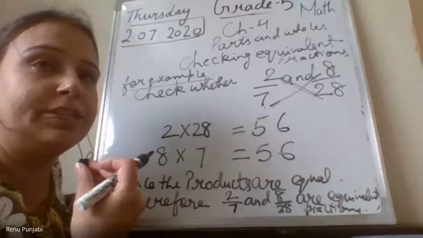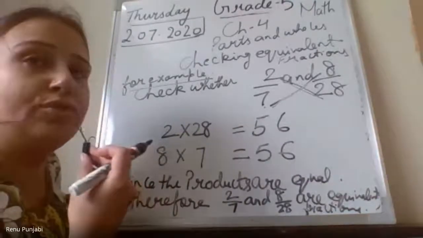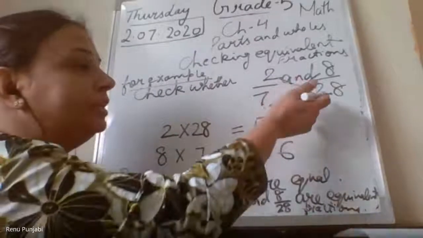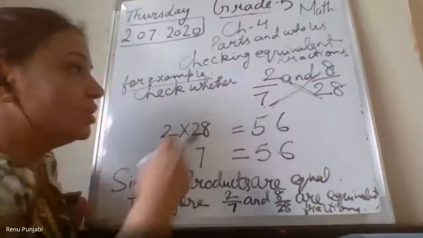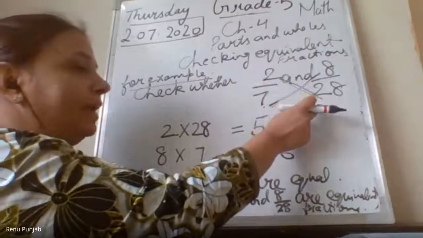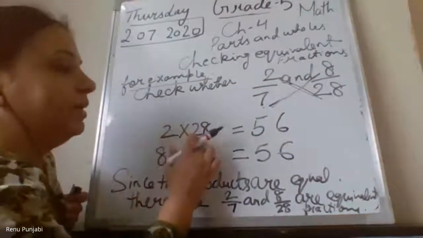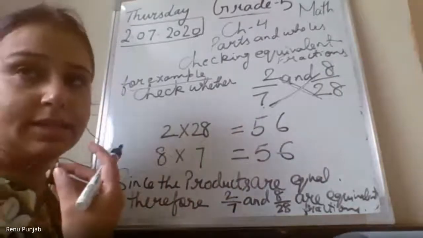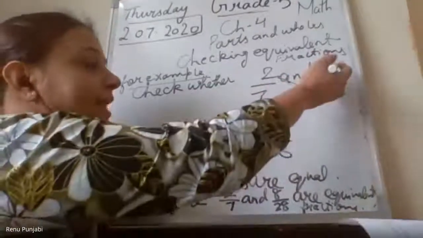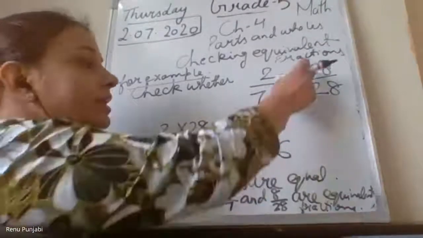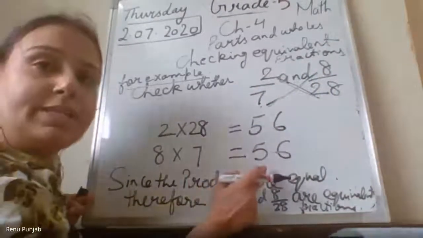Cross multiplication method means we have to multiply the numerator of one fraction with the denominator of the other fraction. So we have done here 2 into 28, and many of you have given me the right answer. That is 2 multiplied by 28 is 56. Same method we will go to the next: numerator multiplied by this denominator, 8 into 7 is 56.